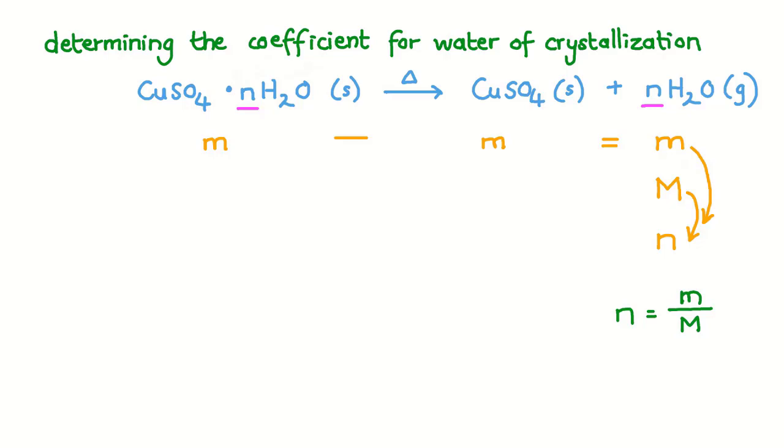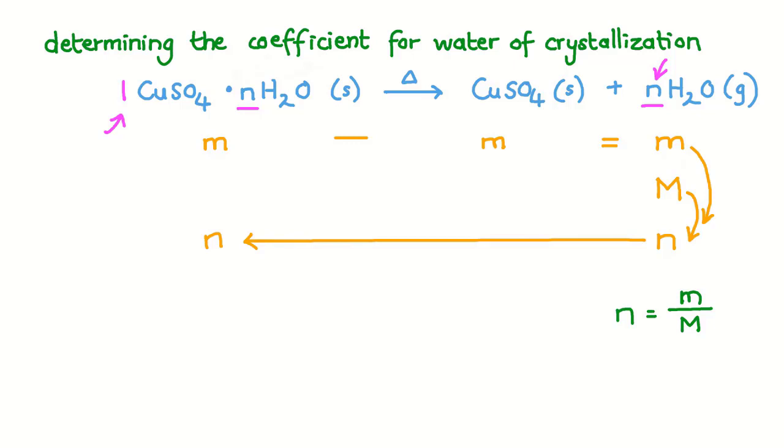We can use the key equation: number of moles is equal to mass divided by molar mass. Then we can use the number of moles of water to determine the number of moles of the hydrated salt. We can do that using the molar ratio, 1:n. We are going to practice this type of calculation in a moment.